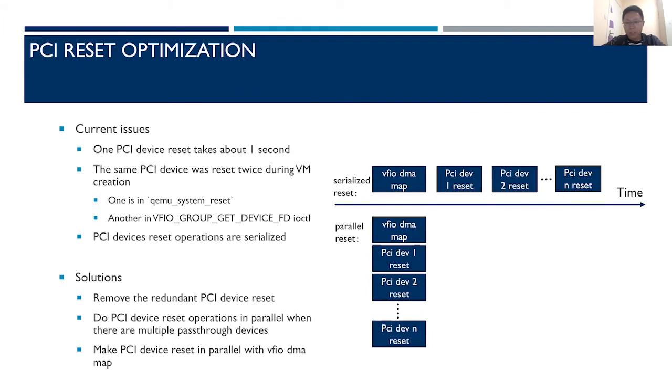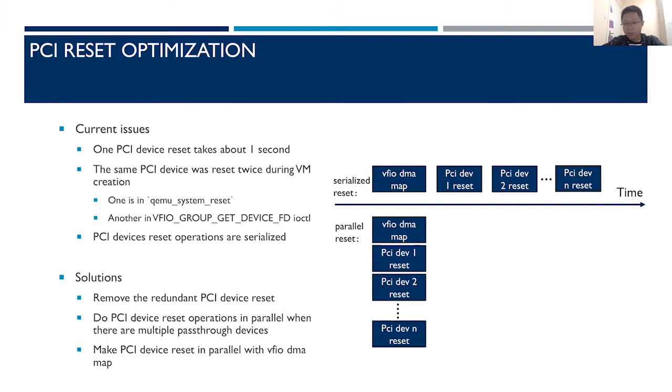For PCI device reset, one reset takes about 1 second, so it's a slow operation. There are two issues in QEMU. The first one, a device was reset twice during virtual machine creation. One is in function qemu_system_reset, and another one in the VFIO_GROUP_GET_DEVICE_FD ioctl. Reset twice is redundant. One of them can be removed.